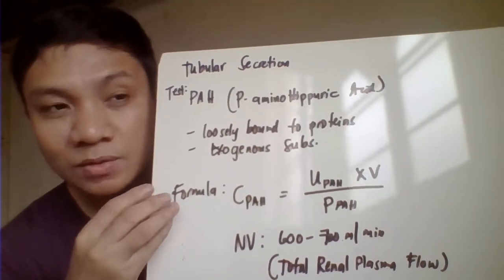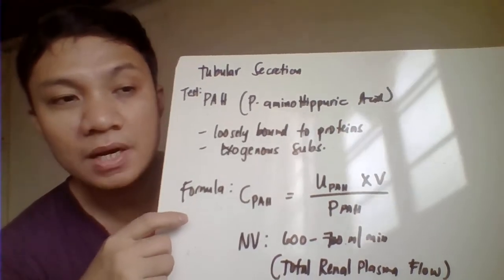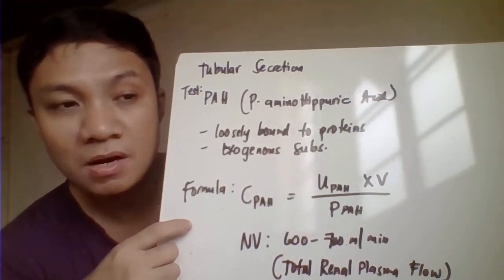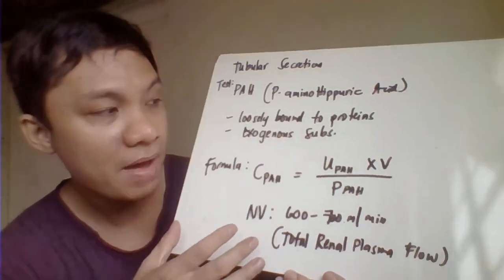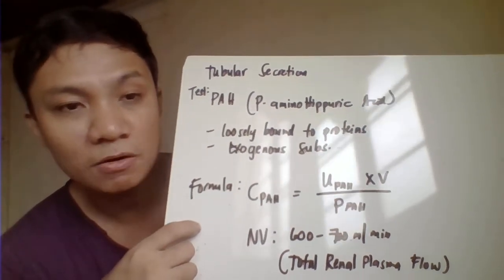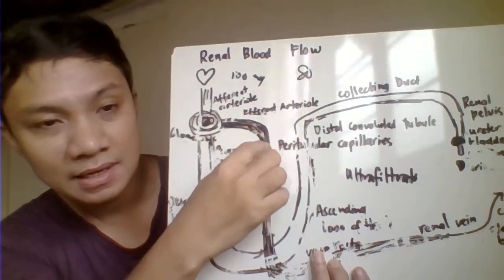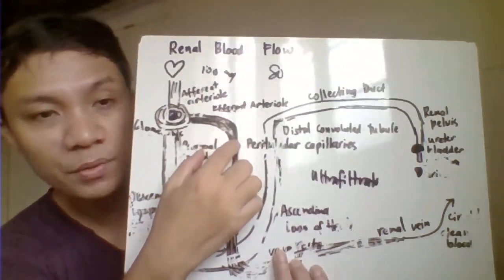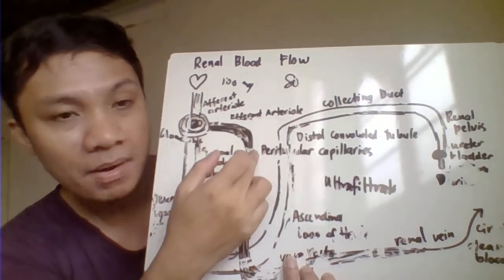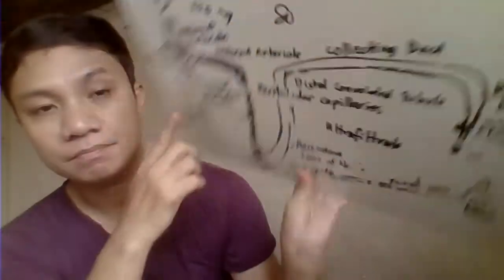Because again, this one is not filtered by the glomerulus, but rather being secreted in your peritubular capillaries going to your proximal convoluted tubules. This one is not filtered by glomerulus because again, this one is loosely bound to your proteins. Remember that lahat na protein-bound substance, they are not filtered by the glomerulus. But then, upon contact with your peritubular capillaries, again, this one would have a strong affinity for your protein-bound substance, and therefore dito, masi-secrete ang ating para-aminohippuric acid papunta dito sa renal tubules for eventual secretions.